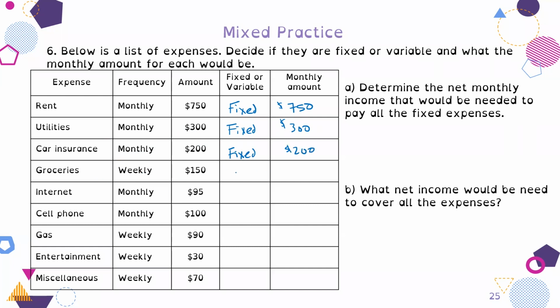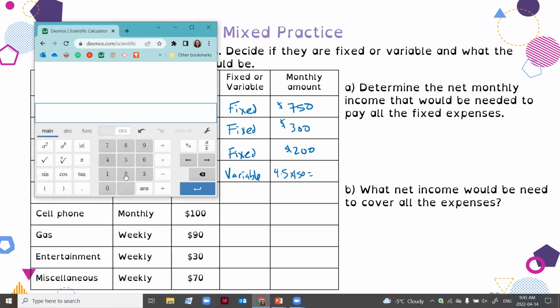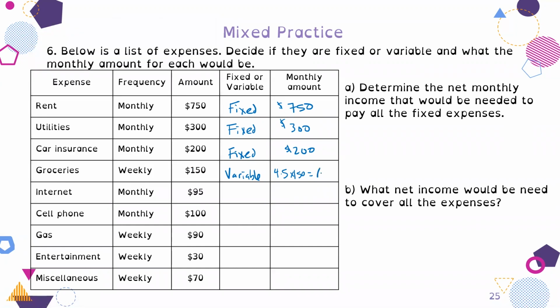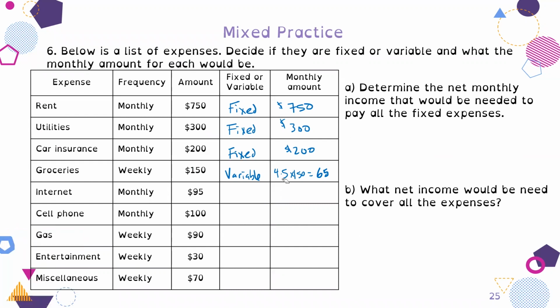Groceries are weekly for $150. So groceries are variable. It depends, but you're sort of budgeting $150 weekly. So then for the monthly amount, there's roughly 4 to 4.5 weeks per month. To be on the safe side, do 4.5 times your 150. So 4.5 times 150 equals 675. Sorry, my computer is not letting me. So groceries are going to be roughly $675 a month.